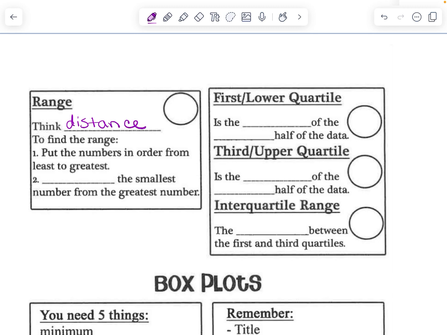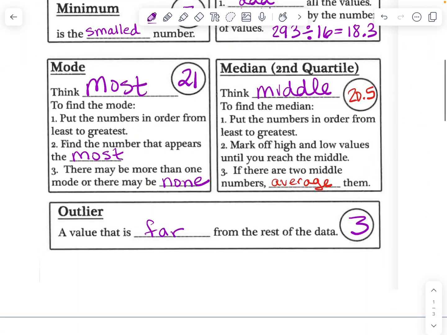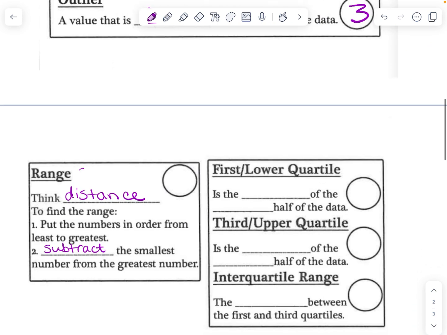So we're going to first put the numbers in order from least to greatest and subtract the smallest from the biggest. So let's see what would be from our data. We would subtract 27, which is our largest number, and 3, which is our smallest number. So our range for this data would be 24.